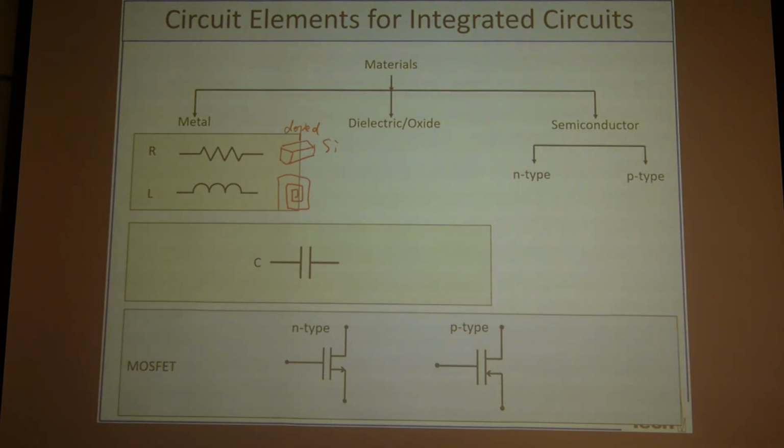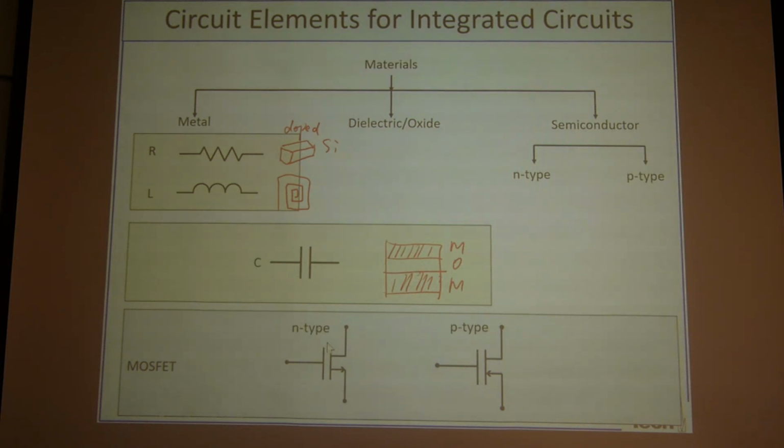And then for the capacitor, or cap, what is the simplest form for the cap? Any idea? You have the plate capacitor. Essentially, you need to use both metal and dielectric. For example, here you have those shaded regions like metal, and you have your oxide in between. So then this is like a plate capacitor. In this case, you need metal and dielectric to make a capacitor.